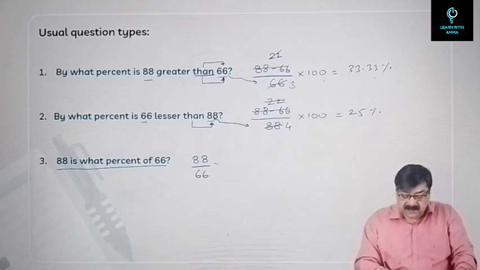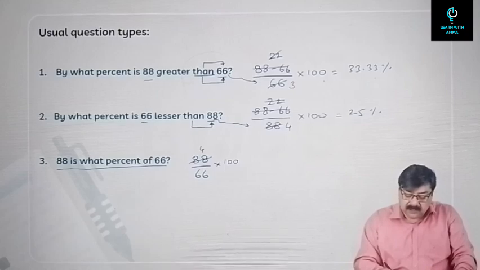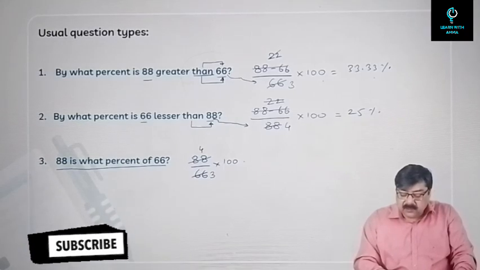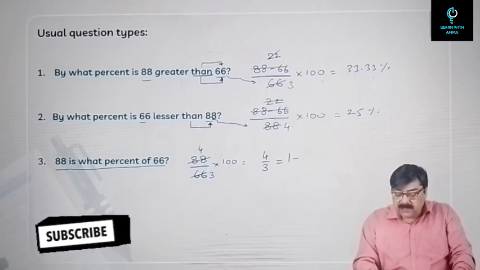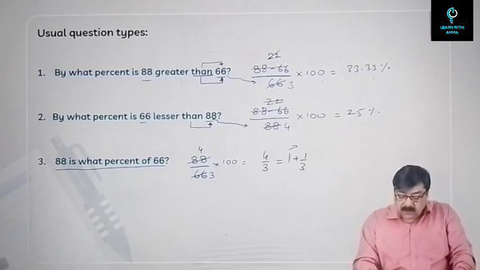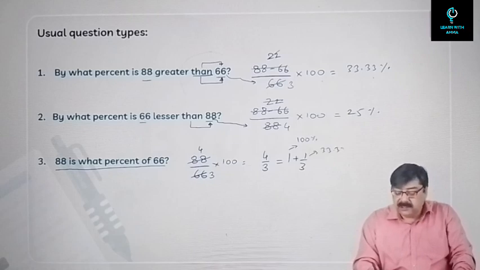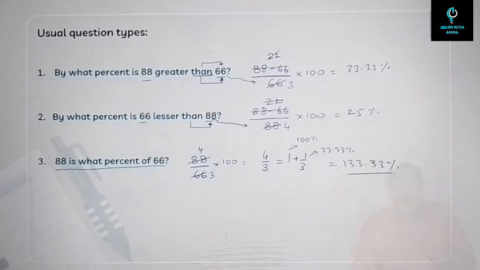88 by 66 into 100. Now this goes by 22, so we are just bothered about the fraction 4 by 3. Now 4 by 3 you know is 1 plus 1 by 3. 1 you know is 100%. 1 by 3 you know is 33.33%. So the answer here is 133.33%. So 88 is 133.33% of the value 66.